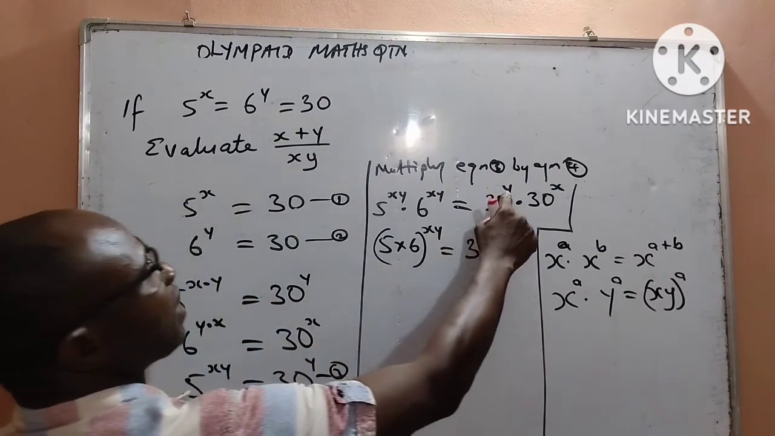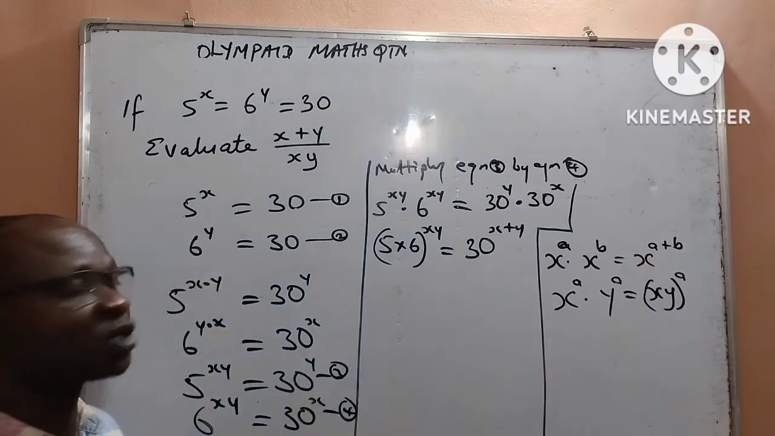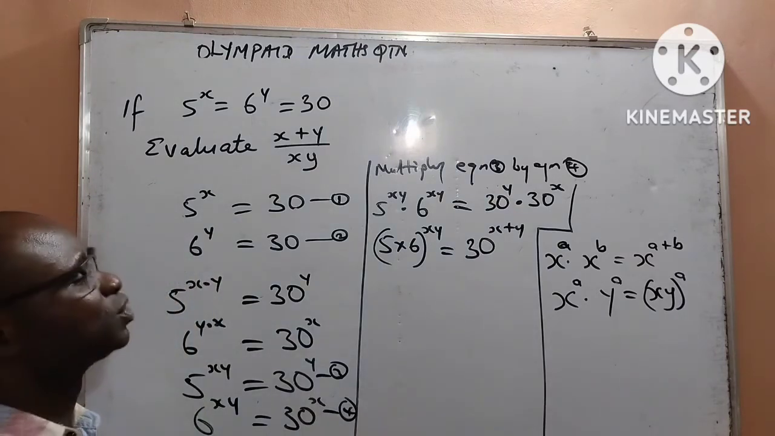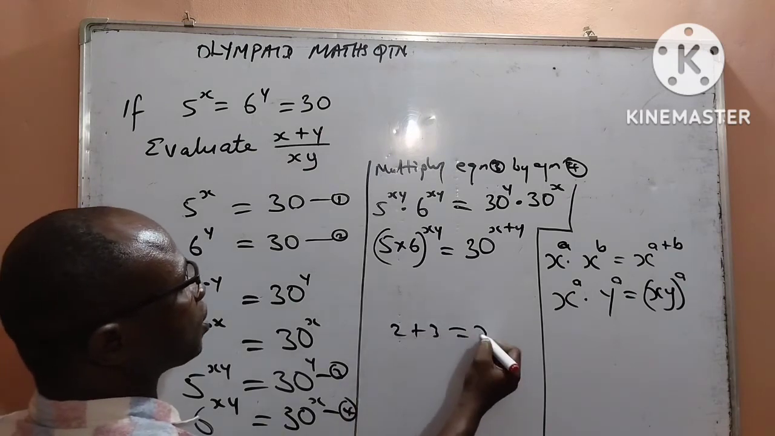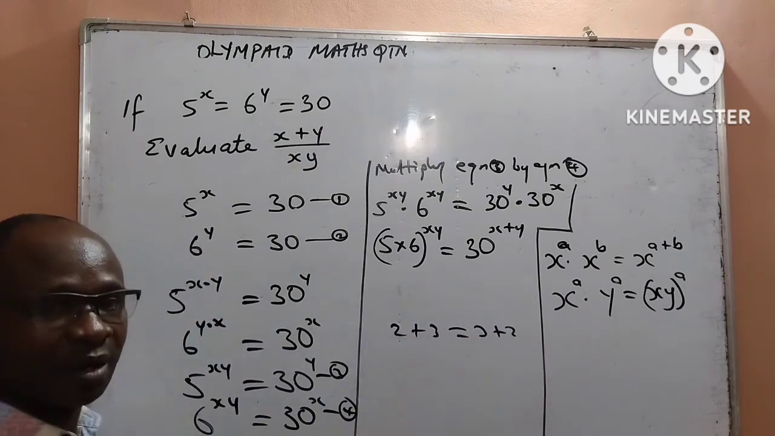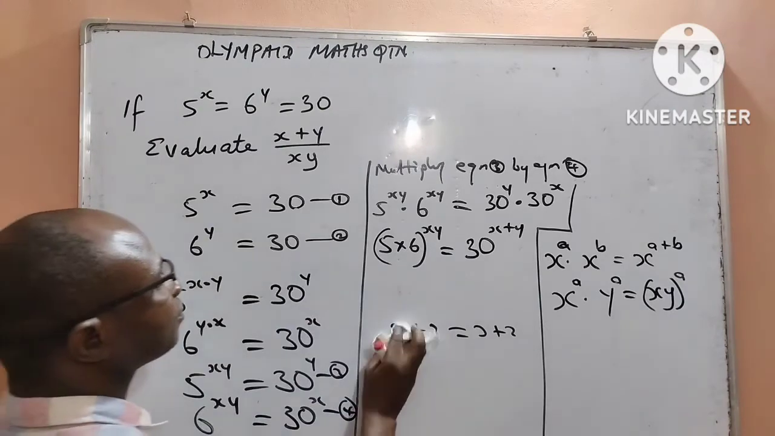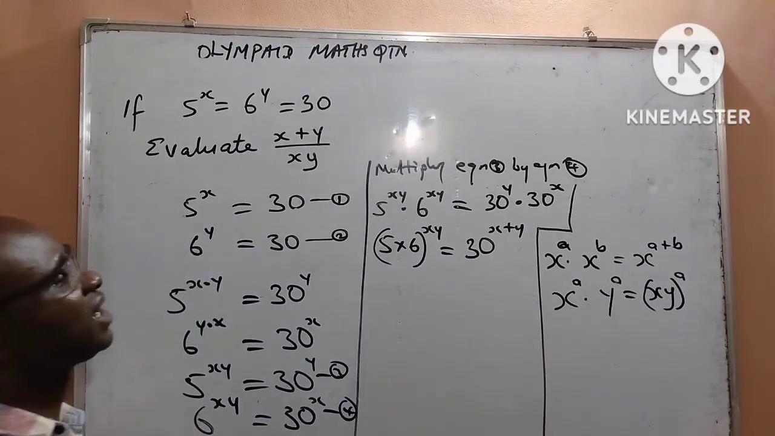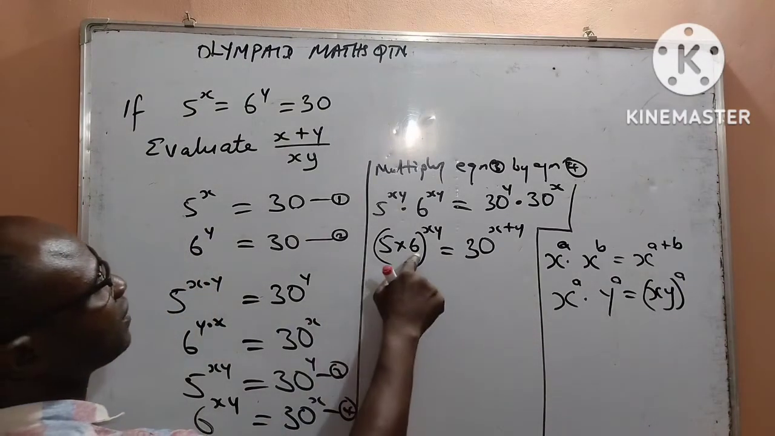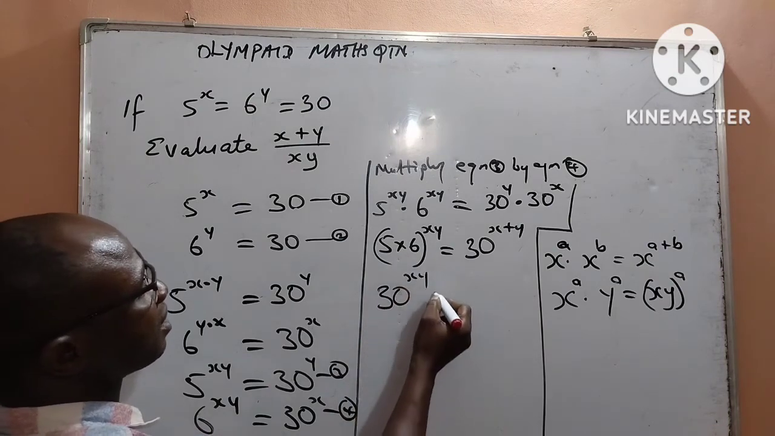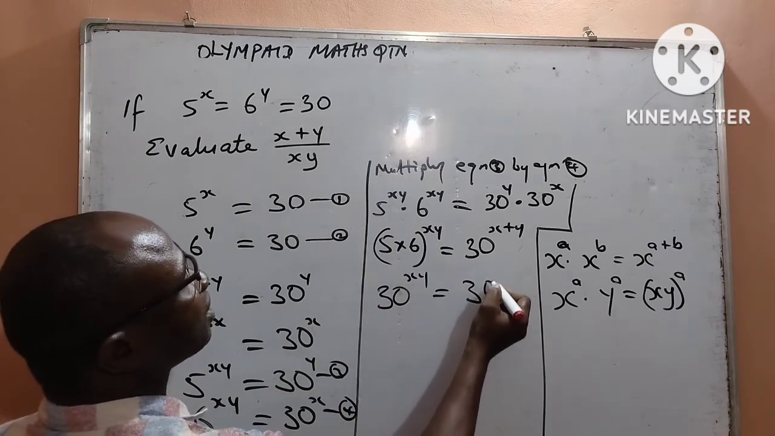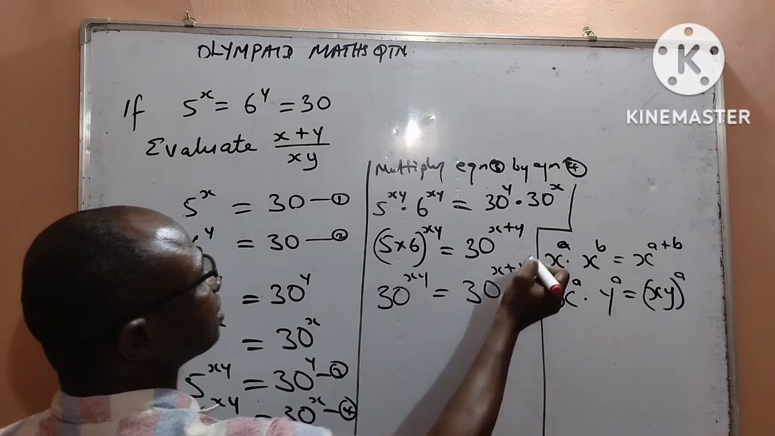Of course, you know that y plus x is the same thing as x plus y because addition is commutative, meaning 2 plus 3 is equal to 3 plus 2. Oh, beautiful. Therefore, going forward, what I shall now have is 5 times 6 will give me 30 to the power xy equal to 30 to the power x plus y.